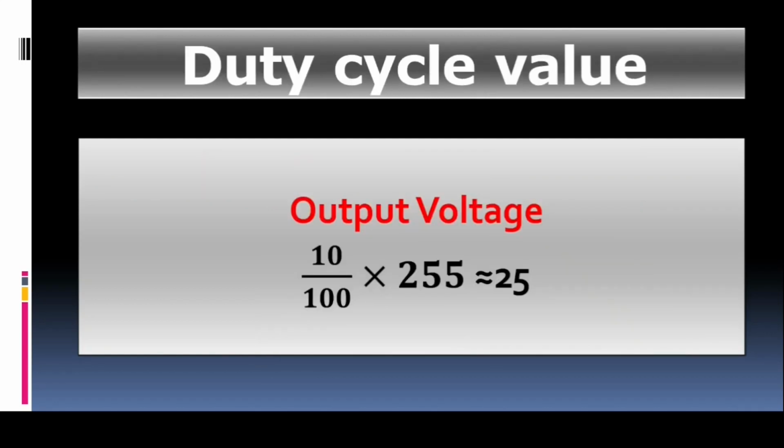As you can see on your display, here the duty cycle we want to set is 10%, and this is the maximum value. When you calculate with the help of this formula, you get the approximate value of 25. When you put the value 25 in that function on that pin, then you will get a 10% duty cycle. And now you also know how you can calculate the output voltage.